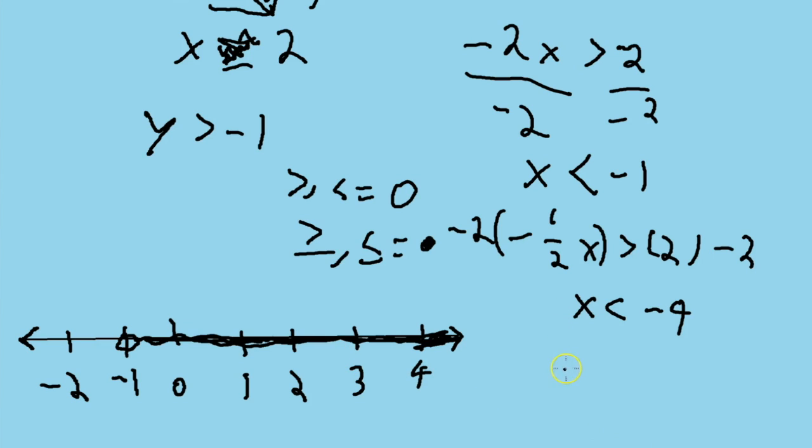Alright, and that should be it. If we were to graph this as if it was y is greater than or equal to -1, this circle would just be filled. So that should be all for graphing inequalities.